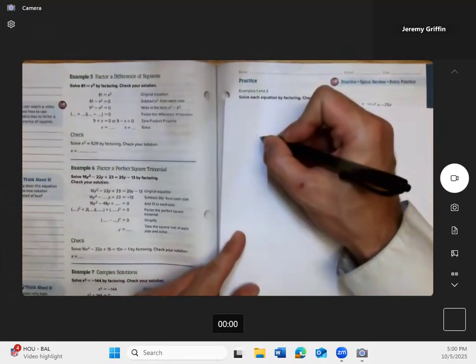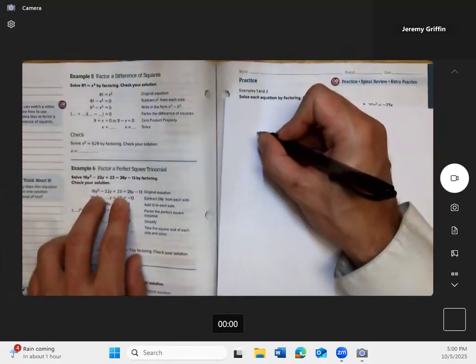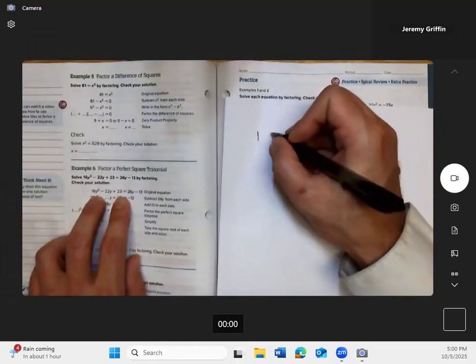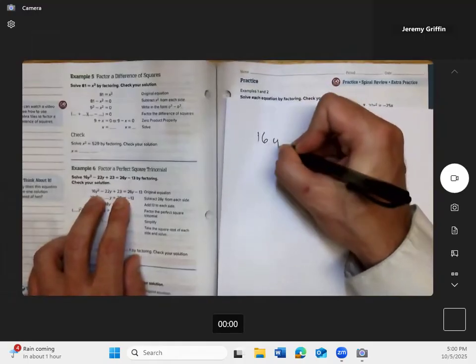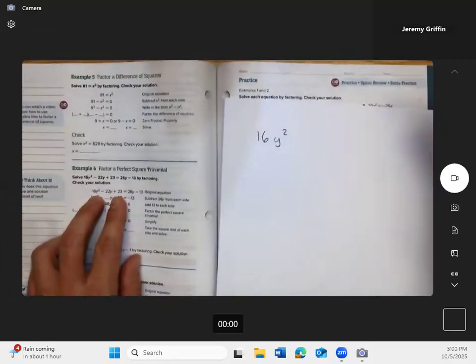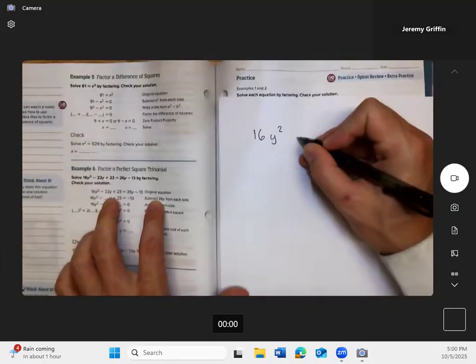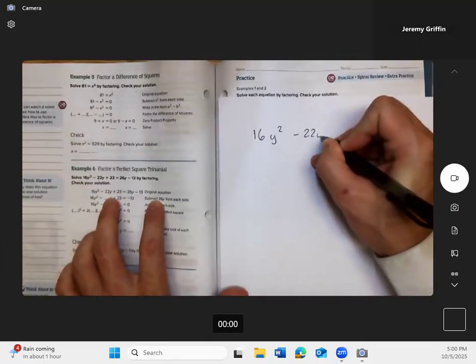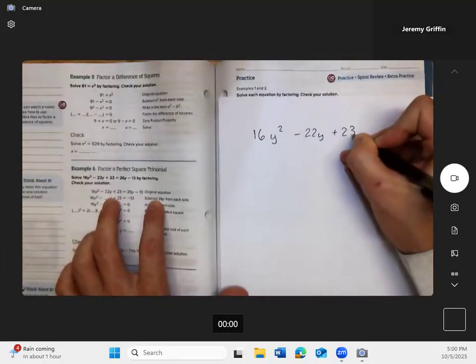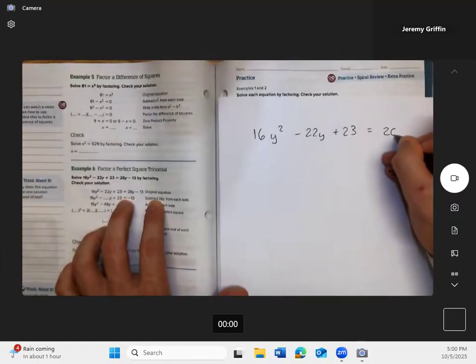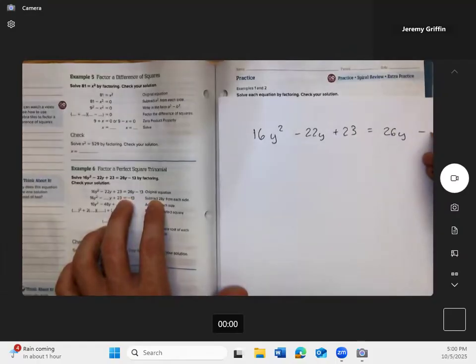All right, so we got, and they changed it to y. I don't know why they changed it to y. It doesn't really matter, though. Maybe just to keep you on your toes. Okay. So maybe it's a y versus a z graph, or something like that. So 16y squared minus 22y plus 23 equals 26y minus 13.